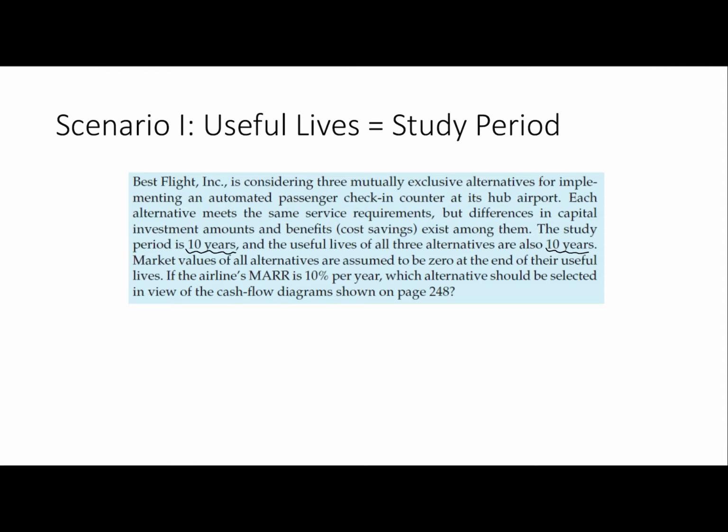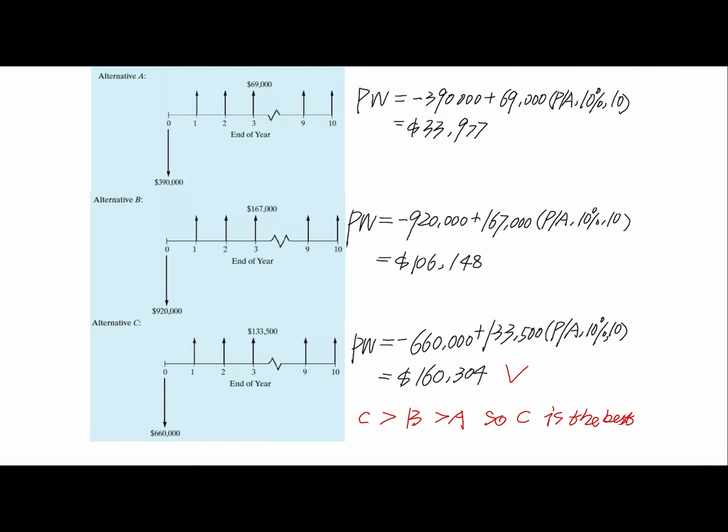And for the first scenario, you want to work on this problem. Okay, so given three alternatives, you want to calculate the present worth or annual worth or future worth, and choose the greatest one.